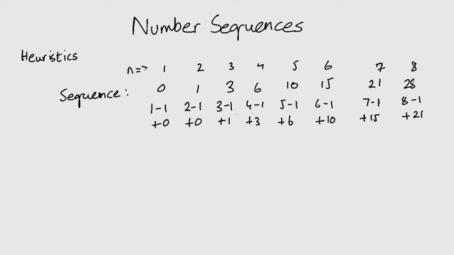In 2 minus 1, you are to add plus 0, and in 1 minus 1, you have to add plus 0 again. But the pattern is that this is actually the value of the sequence at the previous value of n. So, this 1 minus 1, 2 minus 1, 3 minus 1 can be written as n minus 1. However, the number that we add after it is actually the previous term.